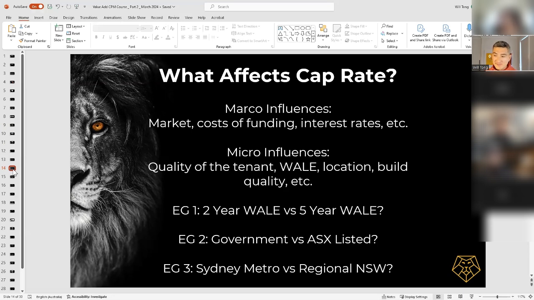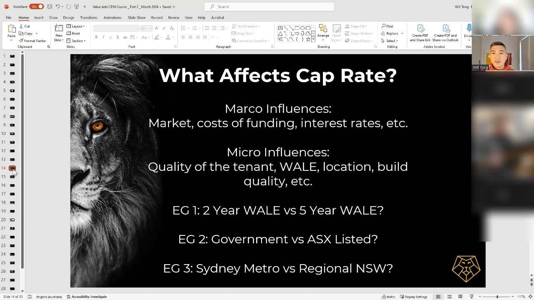Cost of funding is another one. If your cost of funding goes up, then obviously you need a higher cap rate to compensate for your cost of funding. Interest rates is one thing that influences cost of funding. And there's a bunch of other factors as well, such as new infrastructure spending, development opportunities in the region, and so forth. And then you've got micro influences, which are a little bit more property specific. The macro influences are more economy specific.